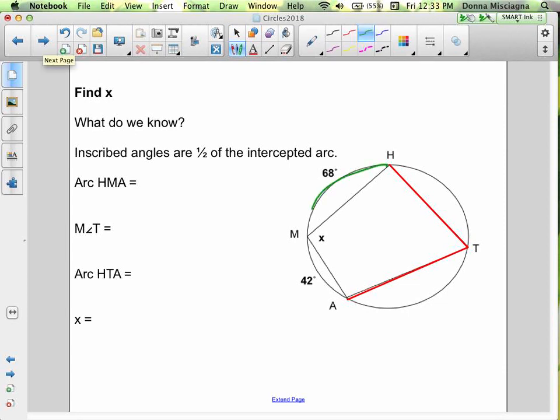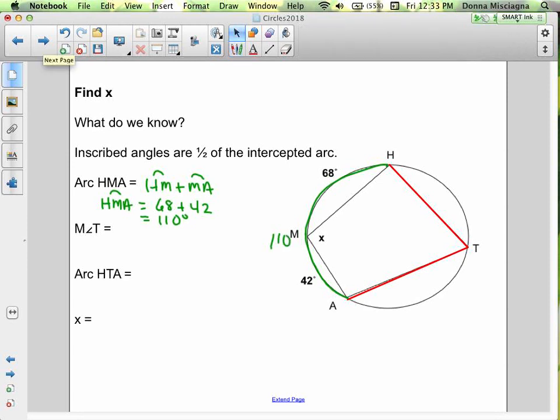And while we don't know the measure of that intercepted arc HMA, we do know the measure of arc HM, and we do know the measure of arc MA, and together arc HM plus arc MA equals arc HMA. So that means that arc HMA is equal to 68 plus 42, or 110 degrees. Right, so now we know the measure of arc HMA.